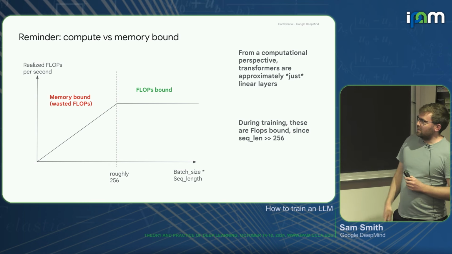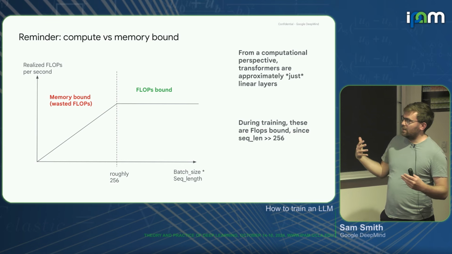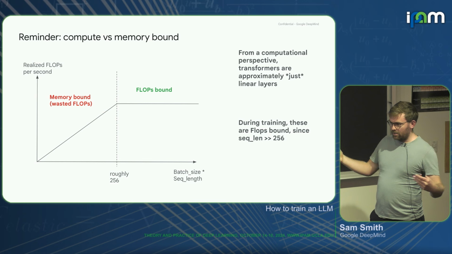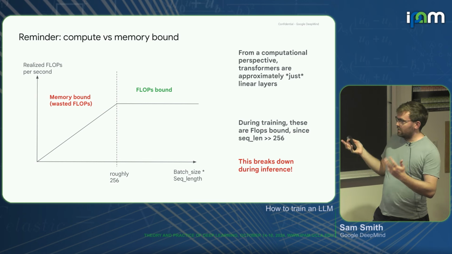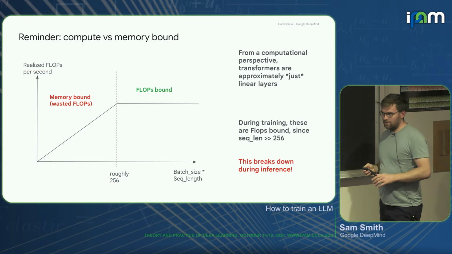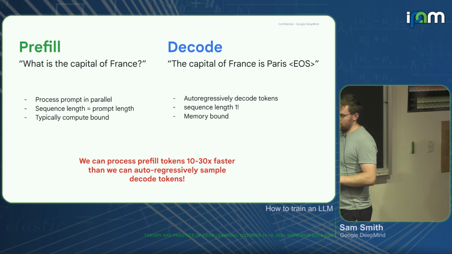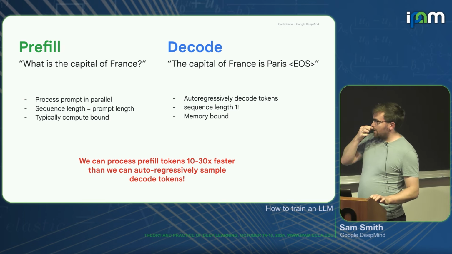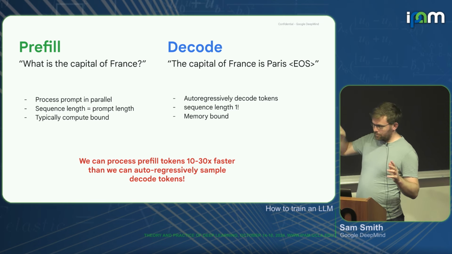Computationally, transformers are basically just a bunch of linear layers. And so during training, these are always flop bound because the sequence length is always long. And so you always get really good device utilization. But this nice property of transformers completely breaks during inference. So how does inference work? Inference is typically divided into two stages, with different names. For example, typically we might call them prefill and decode.